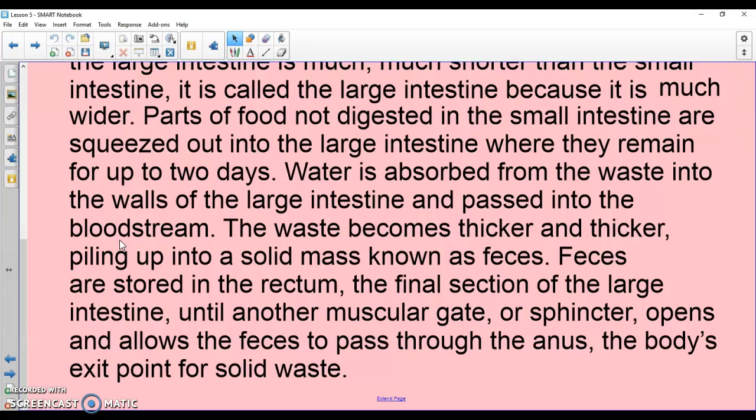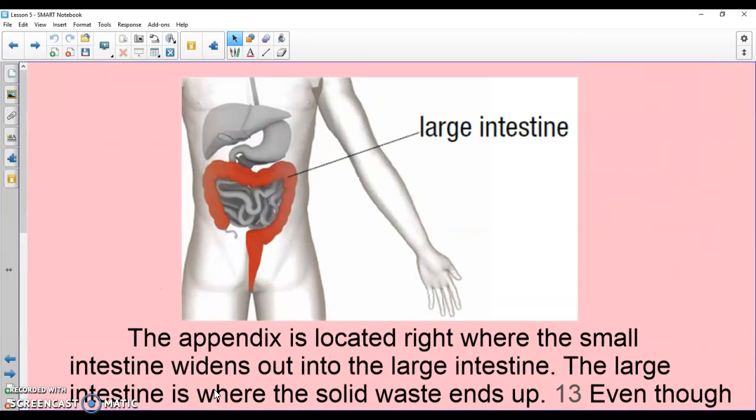Water is absorbed from the waste into the walls of the large intestine and passed into the bloodstream. The waste becomes thicker and thicker, piling up in a solid mass known as feces. Feces are stored in the rectum, the final section of the large intestine, until another muscular gate or sphincter opens and allows the feces to pass through the anus, the body's exit point for solid waste. So it's when you go to the bathroom and you go number 2.